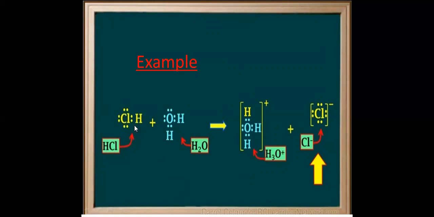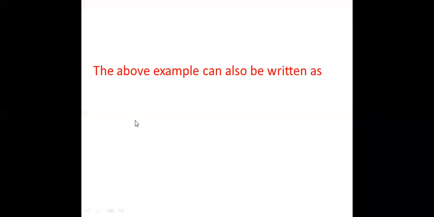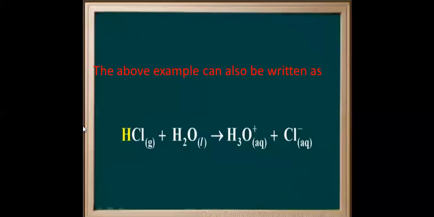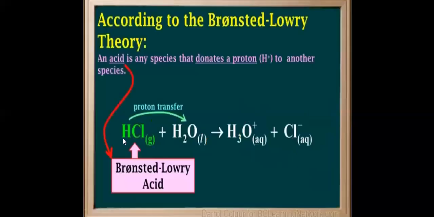In this example, we have hydrochloric acid and water, which react together and form hydronium ion, also called hydroxonium ion, and chloride ion. We can also write this as HCl, hydrochloric acid gas, which when reacted with water forms hydronium ion and chloride ion. From this example, you can see that hydrochloric acid transfers a proton to water.